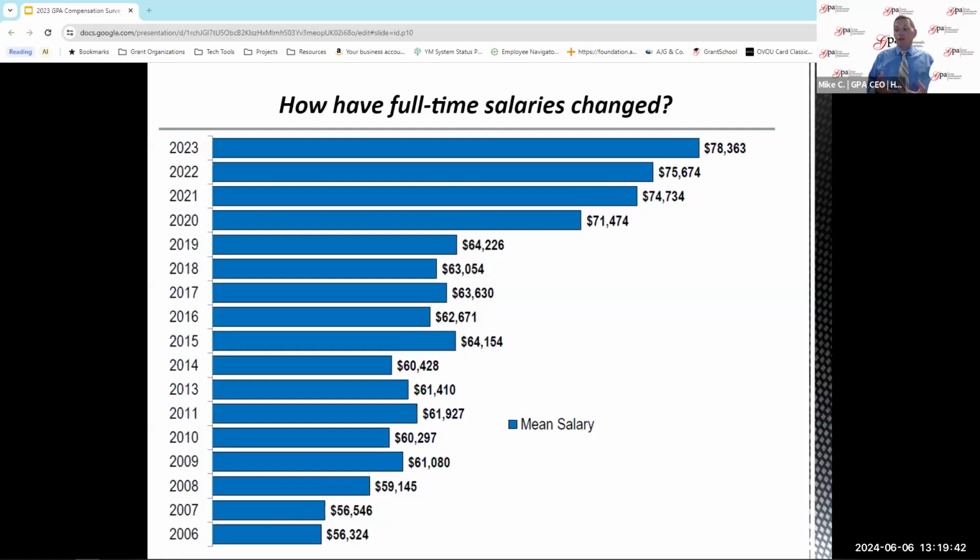The one thing that I will say, basically since 2019 going forward, we've seen more consistency in the increases year over year, from around a 4 to 6% increase year over year.